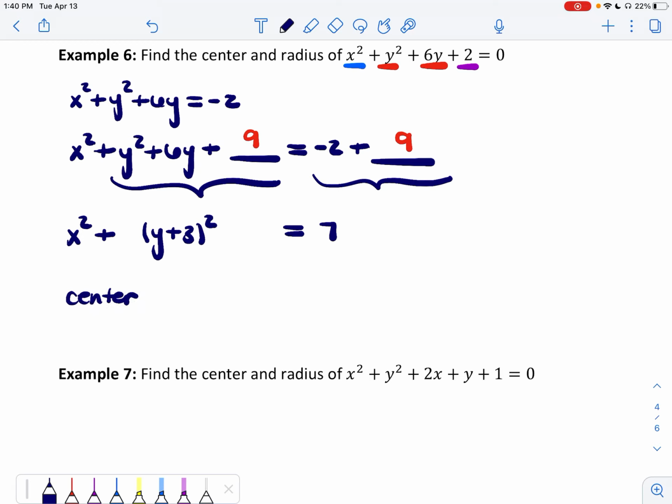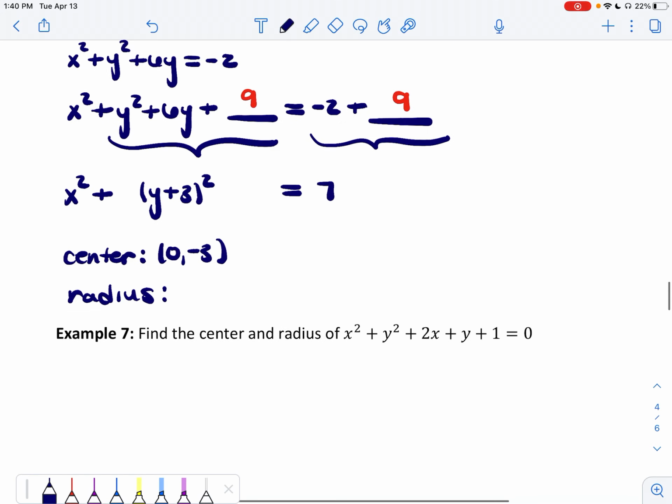All right, so then from our factors, we can see that the center is going to be at (0, -3). Since there's nothing with the x and the x squared, that means it's at 0. So (0, -3) is the center. And then the radius is the square root of our constant term. So that'll be the square root of 7. Okay.